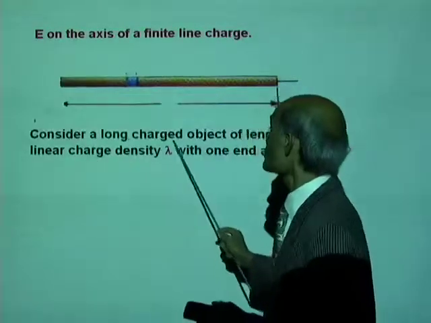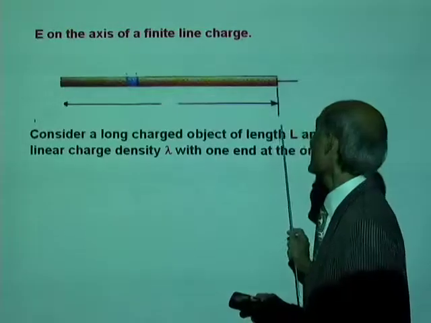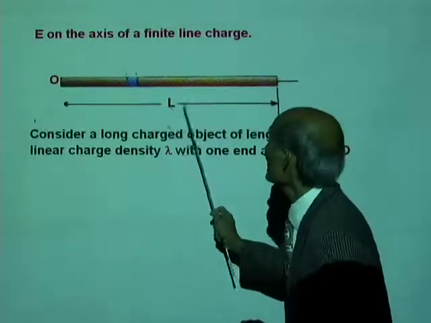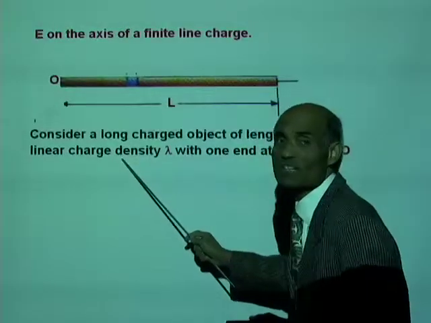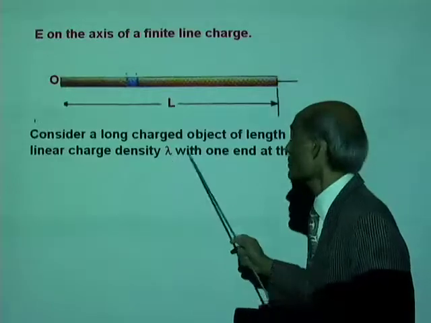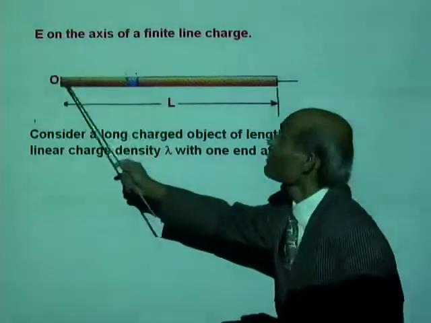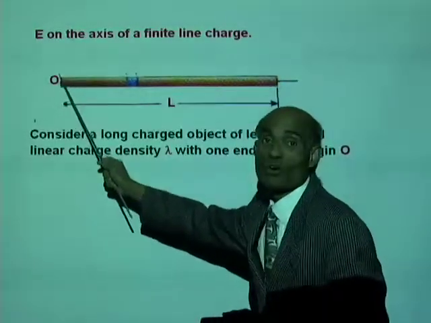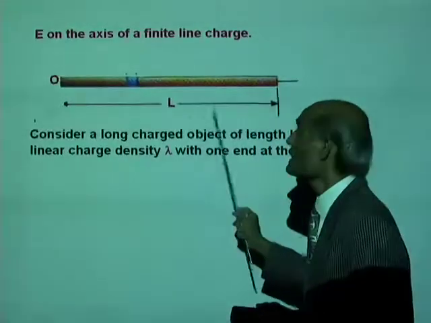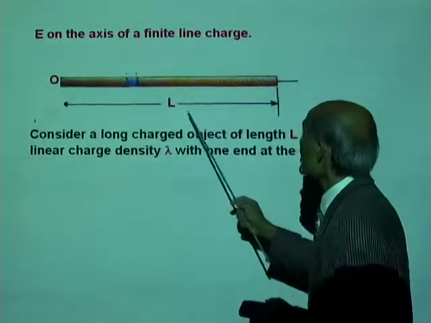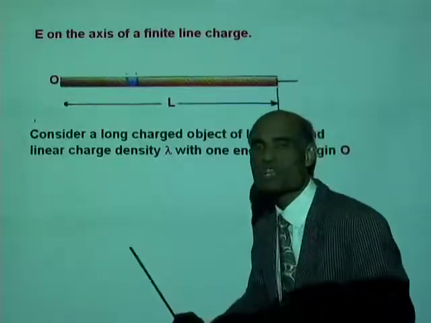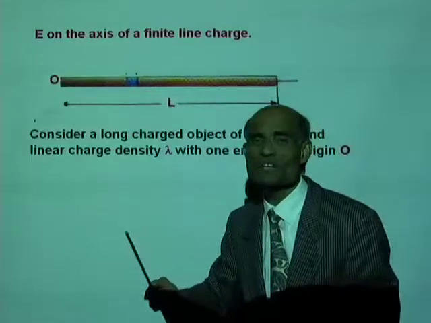Consider a long charged object of length L. This is the length L, and the linear charge density lambda. You understand what that is? With one end at the origin. So this end is at the origin. The length of the long charged object is L, and lambda is the linear charge density.